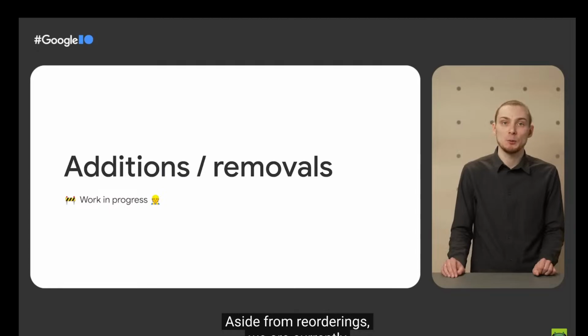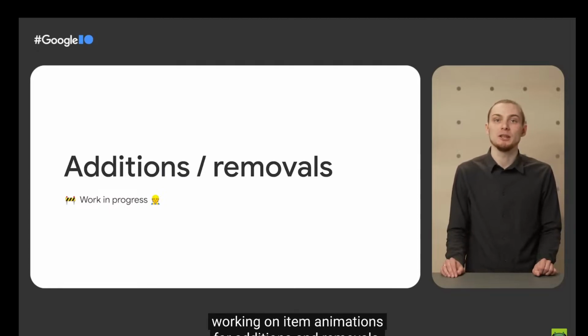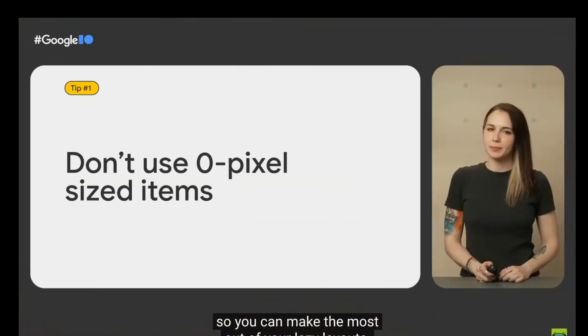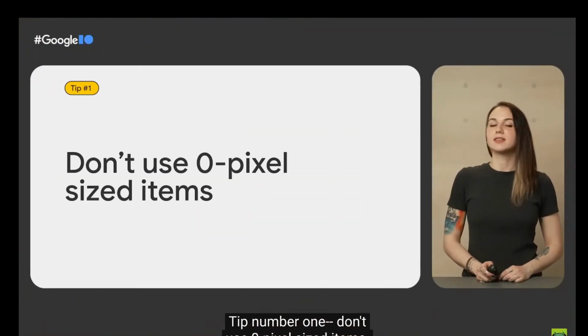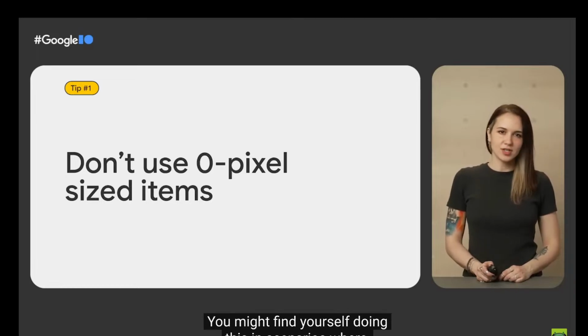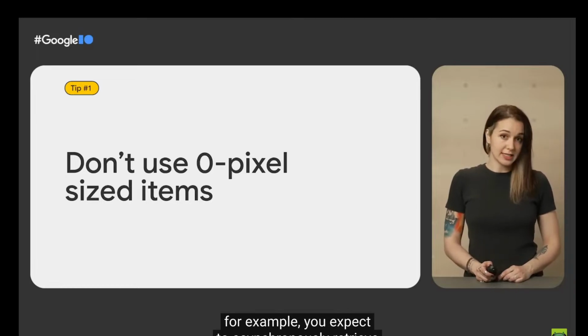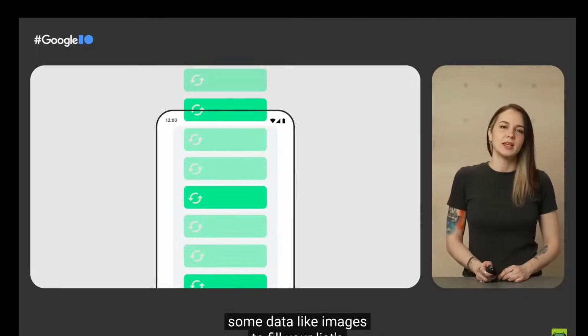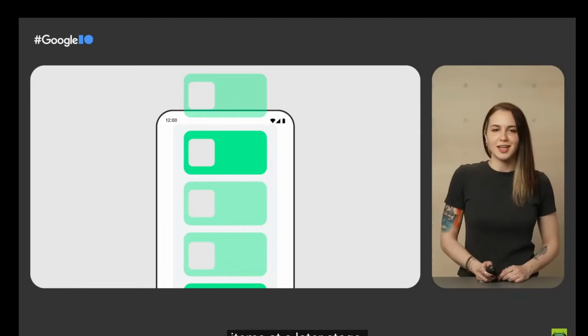Aside from reorderings, we are currently working on item animations for additions and removals, so stay tuned. Now let's cover some useful tips so you can make the most out of your lazy layouts. Tip number 1, don't use 0-pixel sized items. You might find yourself doing this in scenarios where, for example, you expect to asynchronously retrieve some data like images to fill your list's items at a later stage.